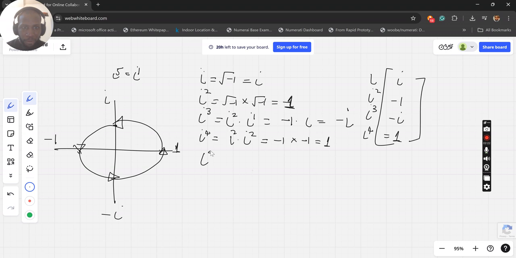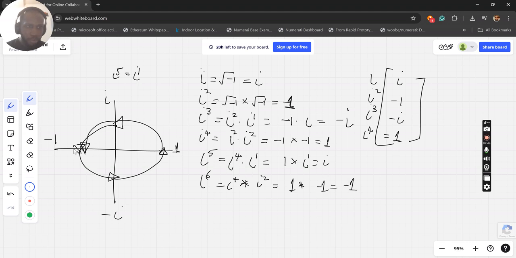So our i^5 is the same value as i^1. It's actually i^4 times i, but i^4 is already 1, times i, which gives us i. Which means that i^6 is -1, because i^6 is i^4 times i squared. But i^4 is 1, and 1 times i squared is -1. Then i^7 is -i, and i^8 is 1.